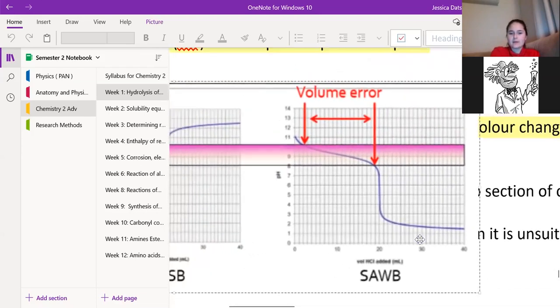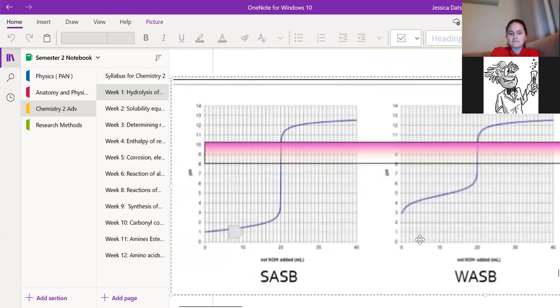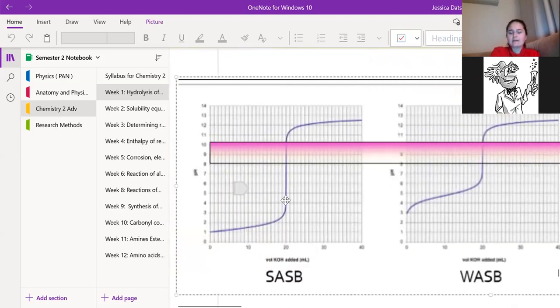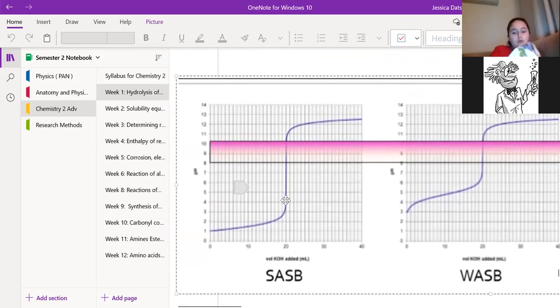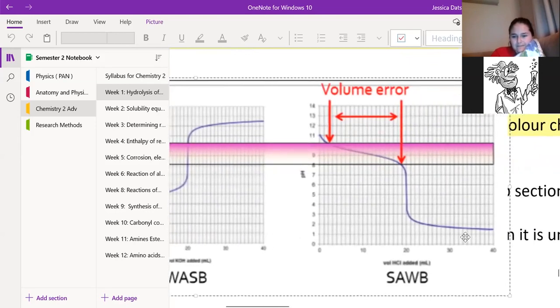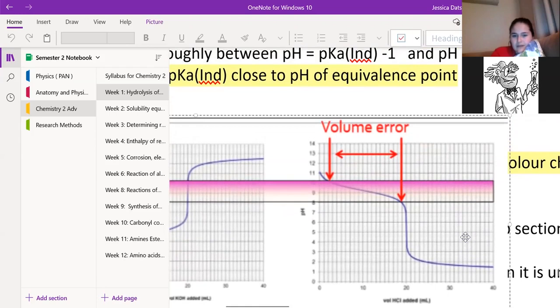Strong acid, weak base. Can you see that it's completely different? With a strong acid, strong base, or a weak acid, strong base, in both situations you had volume of base at the bottom. Now we've got volume of acid. And in this situation, can you see that the vertical climb is even shorter? Perfect. So that's your first dot point: shorter vertical climb than strong acid, strong base.